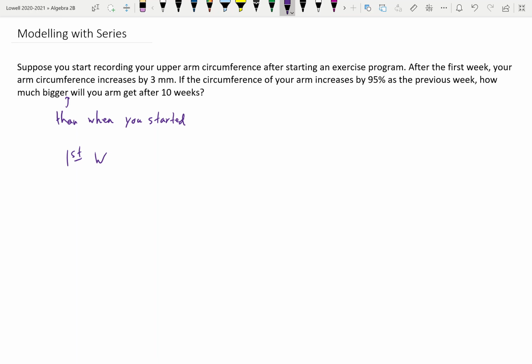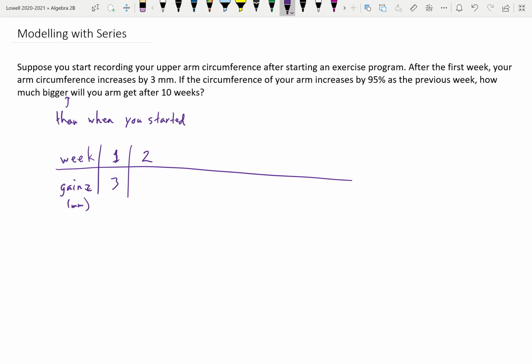So let's create a little table here. We'll lay the week across the top, and then we'll say the gains, and I'll spell that with a Z because that's how awesome it is. On week 1, we gain 3 millimeters. Now, it says the following week we gain 95% of what we gained last week. So in week 2, I'm going to gain 95% of 3. The way I calculate that is I take that 3 and multiply it by 0.95. And that number is whatever it is.